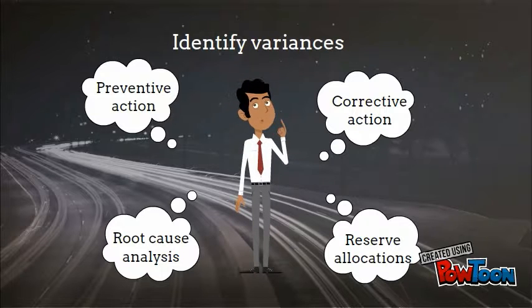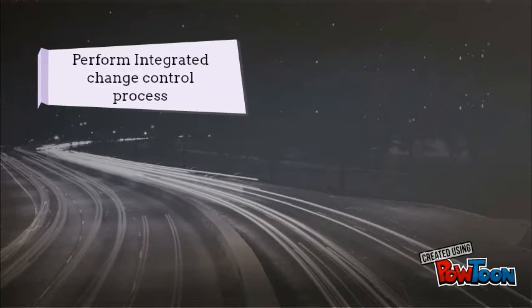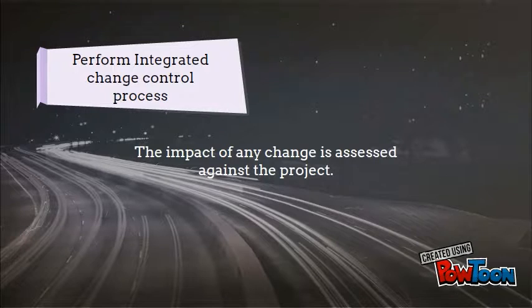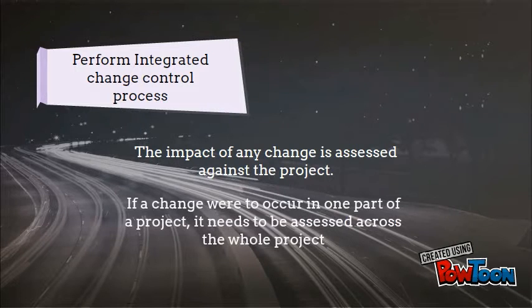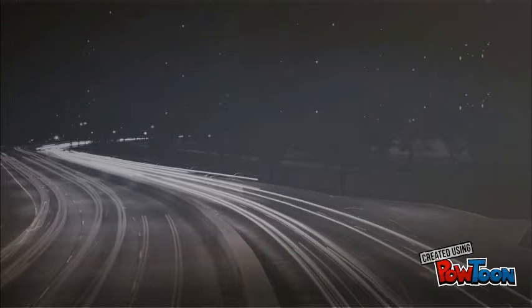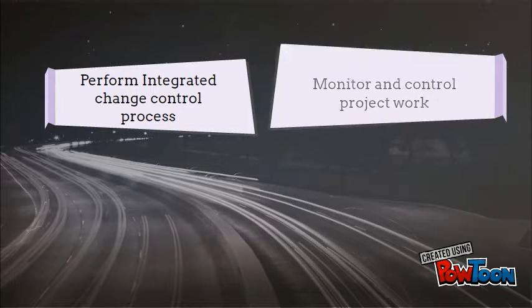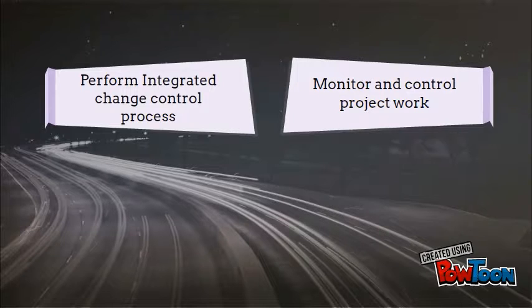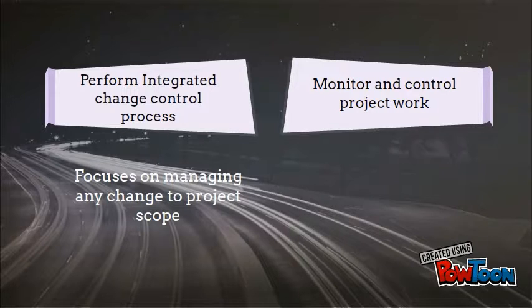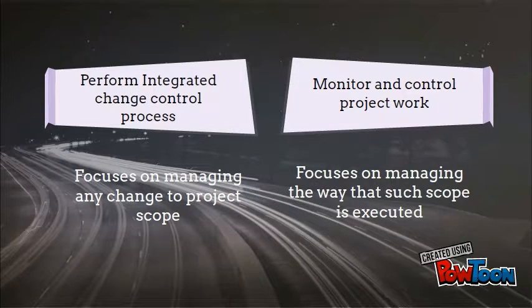Every single change that is requested or otherwise will be processed through the Perform Integrated Change Control process. It is where the impact of any change is assessed against the project, and this is the reason why this is called integrated. If a change were to occur in one part of a project, it needs to be assessed across the whole of the project. Note that the main difference between Perform Integrated Change Control and Monitor and Control Project Work is that whereas Perform Integrated Change Control focuses on managing any change to project scope, Monitor and Control Project Work focuses on managing the way that such scope is executed.